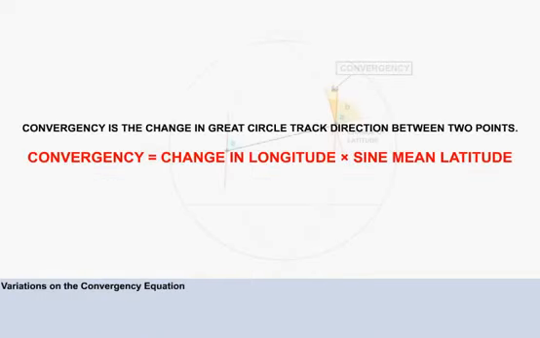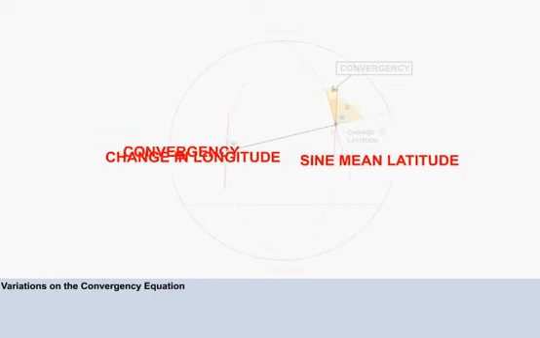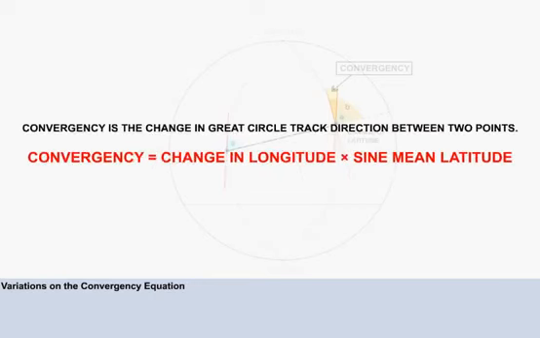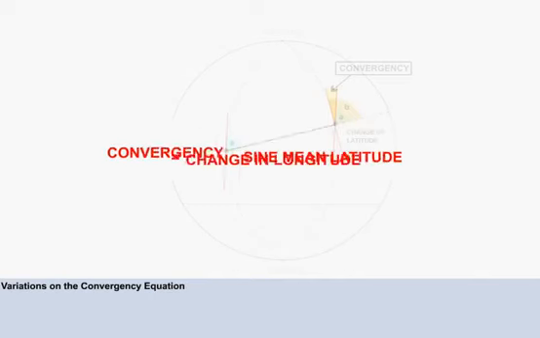What we have just found is the basic convergency equation. However, you may get questions which require you to transpose it. For instance, in one of the examples which follows, you will have to calculate the change of longitude. So you will have to make it the subject of the equation. You could also be asked to calculate the mean latitude. Again, it's only a simple transposition.